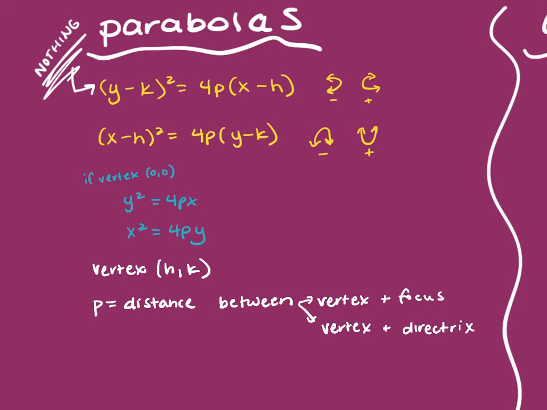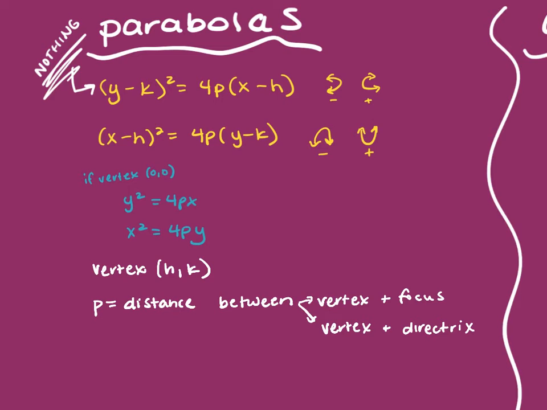So 4p is what's on the actual equation. We set 4p equal to whatever's next to the x or next to the y, whichever's not squared. We solve for p, and that's the distance between the vertex and the focus, and also the vertex and the directrix. So remember, we're either going to count up or down the p to get the vertical parabola, or we're going to count right or left the p to get the horizontal parabola.